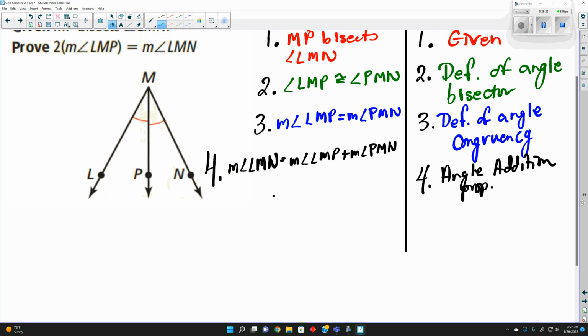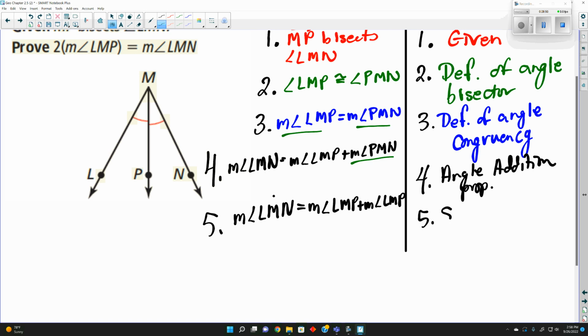Now, let's look at this next step. Step number 5. Now, we know that these two measures are the same. And we're wanting to state that we have 2 times LMP. So now we do the substitution. Yes. So we can say that the measure of angle LMN is equal to the measure of angle LMP plus the measure of angle LMP. Substitution property of equality.